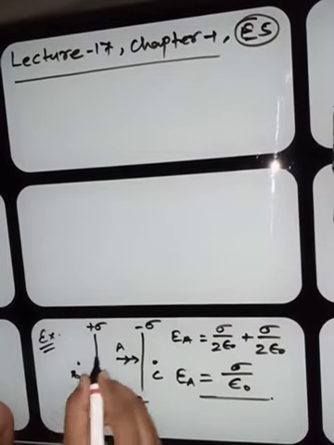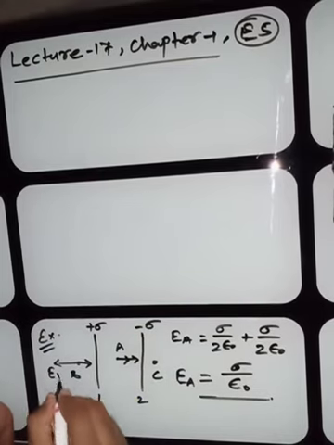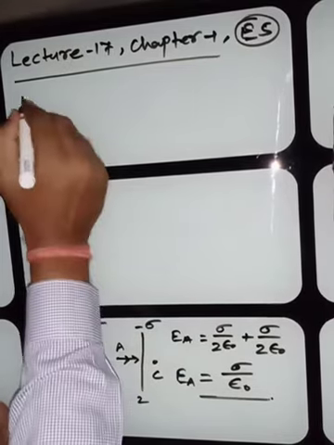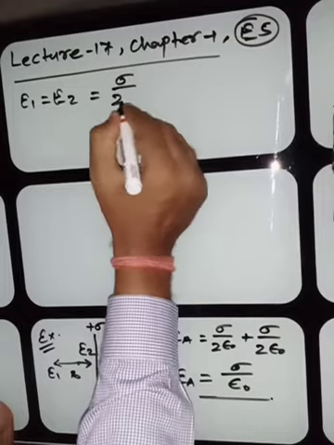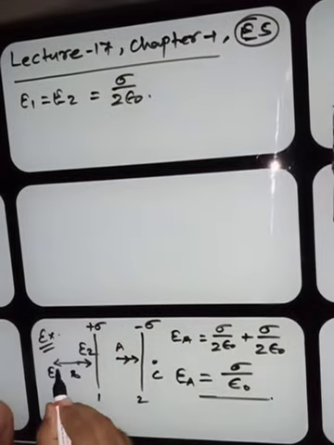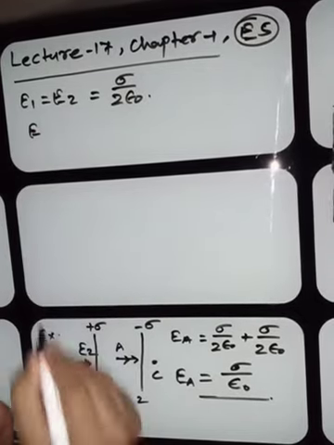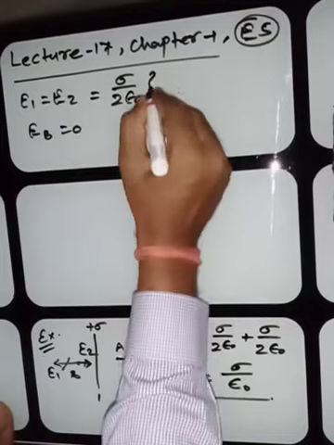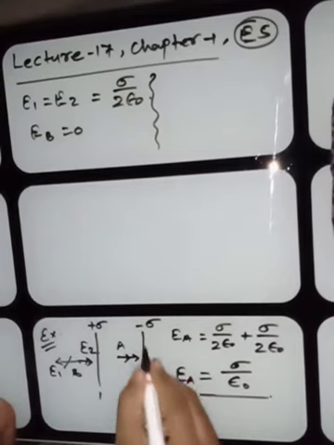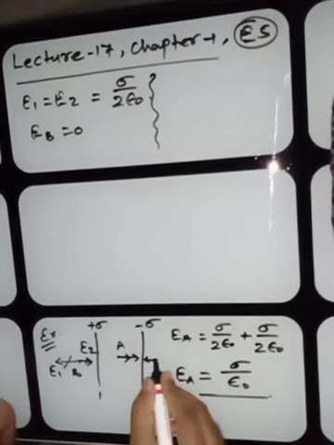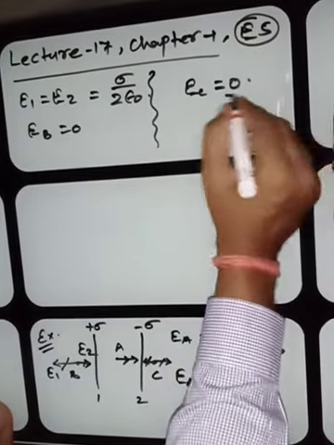Here at B, due to the positive plate, the field will be away. Due to the negative plate, the field will be towards. If they are E1 and E2, here E1 equals E2 in magnitude, sigma by 2 epsilon naught. Since both have the same magnitude and are opposite to each other, they cancel out. So the electric field at point B will be 0. In the same way, outside the second plate, the field due to the negative plate will be towards the plate, and due to the positive plate will be away from it, and they cancel out. So again at C, the electric field will be 0.